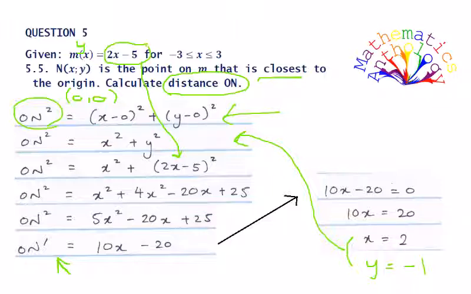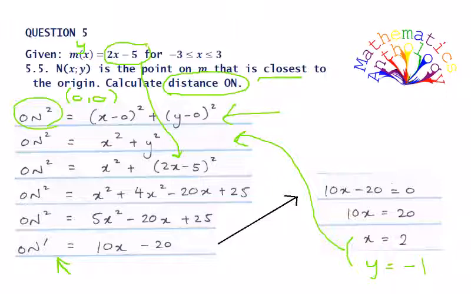And we simplify this equation, we'll get ON squared is equal to x squared plus y squared. Now, it's important to remember here that when you're given an equation of a graph in y form, you can use the y value there. In this case, m of x is equal to 2x minus 5, which means y is equal to 2x minus 5, which means that instead of y, we can write 2x minus 5. So into this ON squared equation, instead of y, we will substitute 2x minus 5. So we'll end up with ON squared is equal to x squared plus (2x minus 5) all squared.